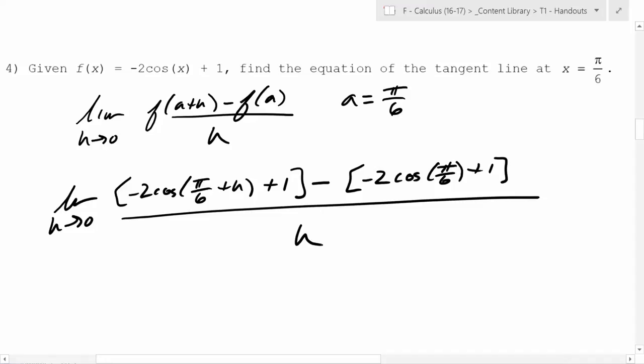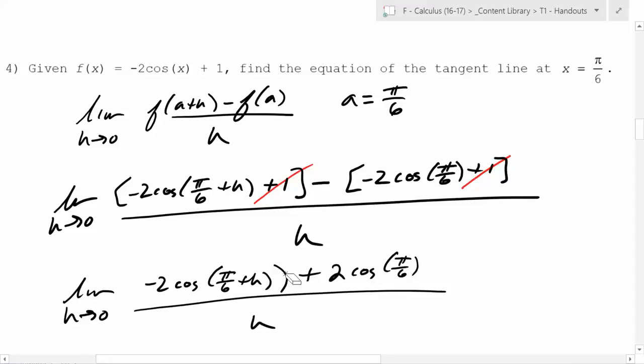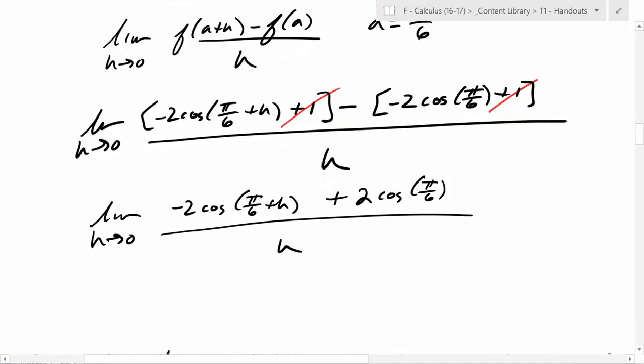What cancels? There's one thing that cancels there. Plus 1. Yeah, so there's a plus 1 there, and then there's a minus 1 right there. So what do you end up with? The limit as h goes to 0 of what? -2 cosine pi over 6 plus h, right? Plus 2 cosine pi over 6, all over h. I don't really need that parentheses right here anymore, right? So then what do you have to use right here?